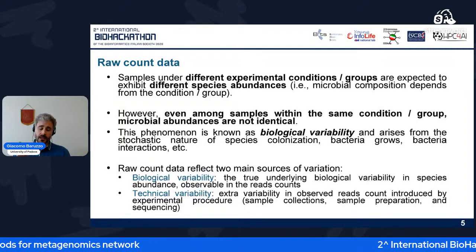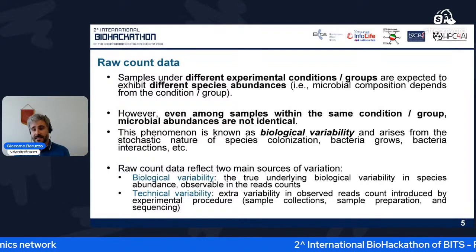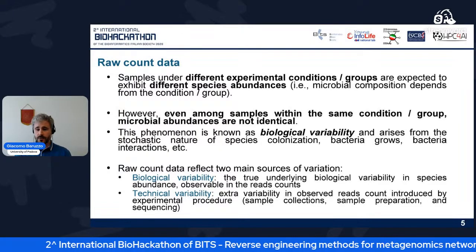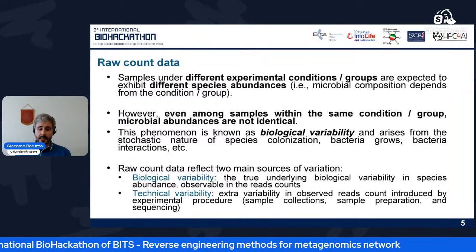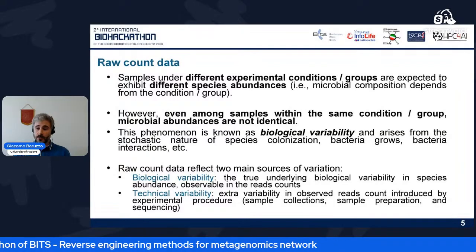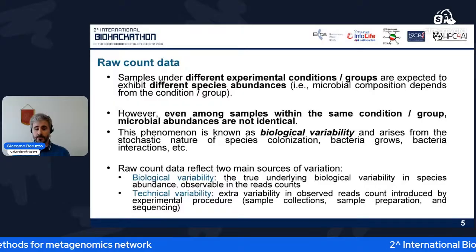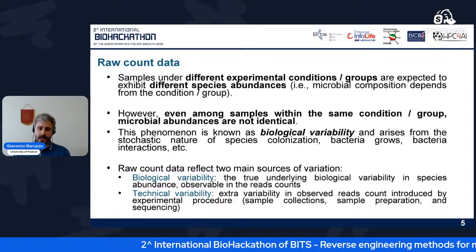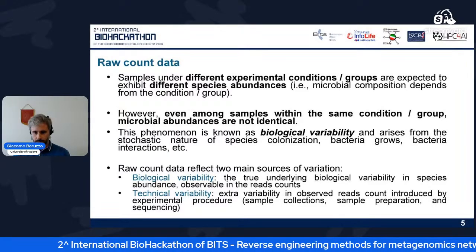However, even between columns or samples inside the same experimental condition, the same experimental group, you still should expect some variability. This is what is called the biological variability, and it derives from the fact that the colonization of the bacterial species, bacteria growth, and the interactions are all stochastic processes, so it is expected to see some variability even between samples that are describing somehow the same biological condition.